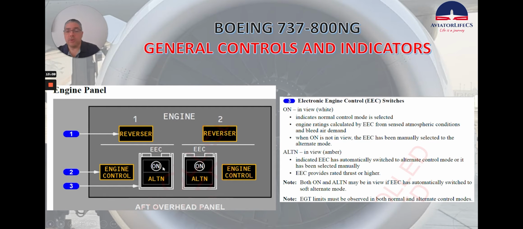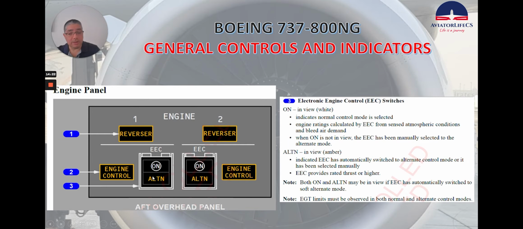Number 3 is the electronic engine control switches. ON in view, white, as we watch in the video, indicates normal control mode is selected. Engine ratings are calculated by the EEC from sensed atmospheric conditions and bleed air demand. When ON is not in view, the EEC has been manually selected to the alternate mode.